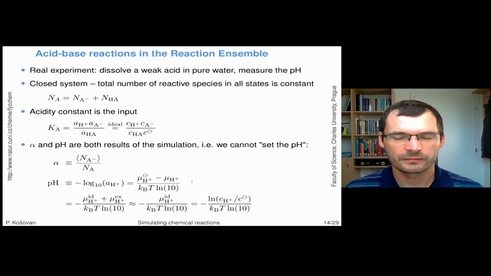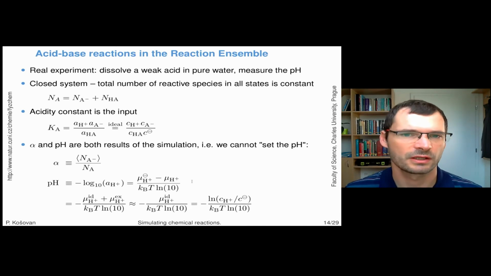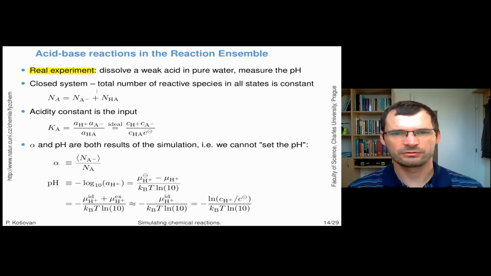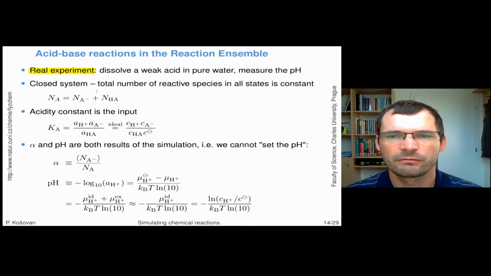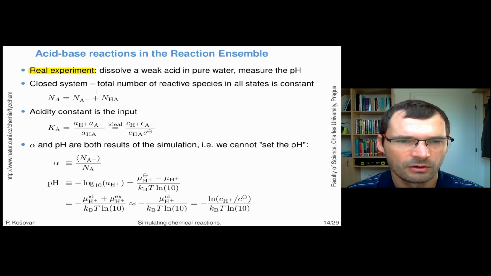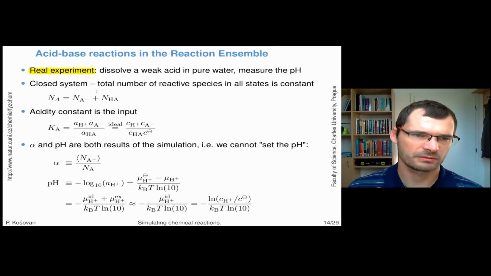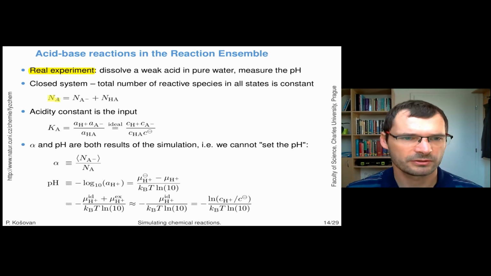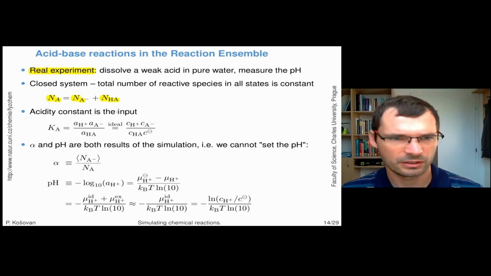So let's have a look at how we could apply this to studying acid-base reactions in the reaction ensemble. In the real experiment, what we do here in the simulation would correspond to dissolving a weak acid in pure water and measuring the pH. All of that is happening in the closed system. That means the total number of particles of the acid is constant, and it is given by the sum of the ionized and non-ionized particles, A minus and HA.